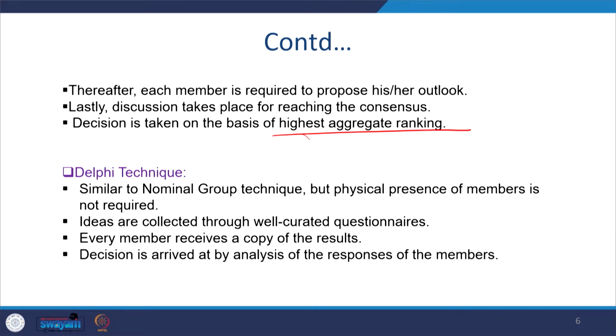Now, the last technique is called the Delphi technique. Delphi. Now, what is the Delphi technique? A Delphi technique is just like a nominal group technique, but here members are not physically present. Their ideas or opinions are collected through questionnaires. Every member receives a copy of the results, and then these results are discussed and a decision is reached by analysis of the responses of the members. So, it is actually time taking, my dear friend. So, we can either go for brainstorming or nominal, because the Delphi technique takes more time, and hence by the time a decision is taken, it perhaps can be too late.